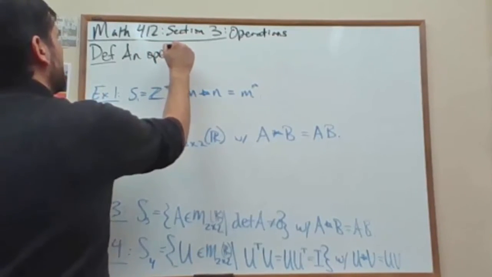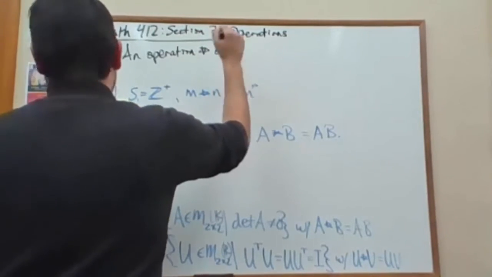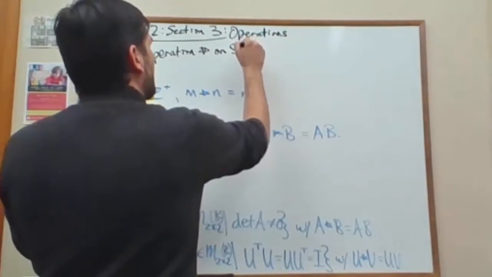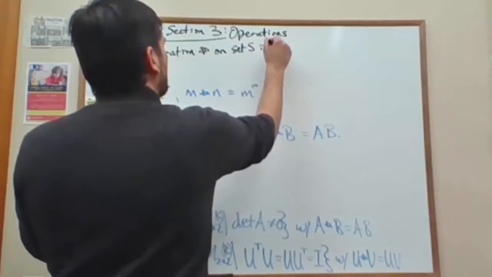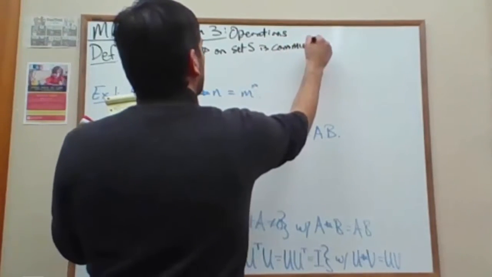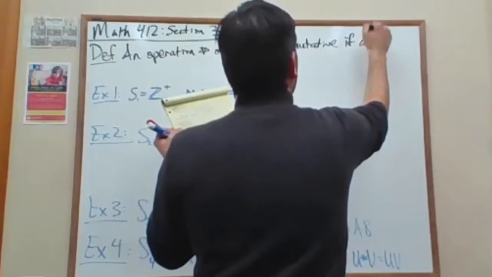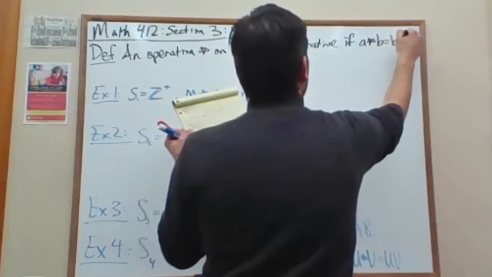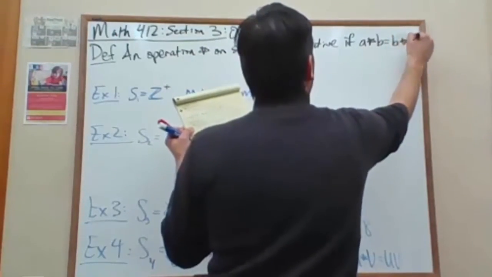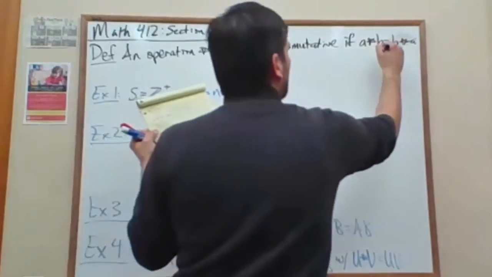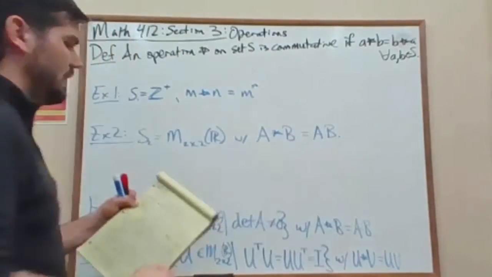An operation star on a set S is commutative if A star B equals B star A for all A and B in S. Okay.